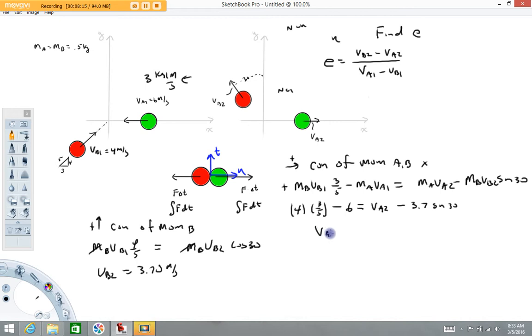So what we can do here is solve this for VA2. So I'm going to take a moment and do that. All right, so we're going to have what, 12/5 minus 6 plus 3.7 times the sine of 30 degrees. Ooh, and something interesting happens. I get negative 1.75 out of that. So VA2 we think is negative 1.75 meters per second.